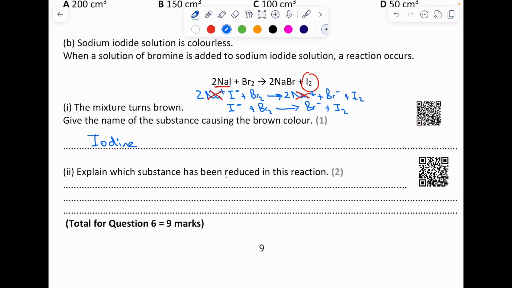And you want to then identify what has been reduced. Now remember, reduction, according to OIL RIG, is gaining electrons. So if you gain electrons, you are going to become negatively charged. So if you look here, my bromine starts off with no charge and then becomes negatively charged. So that has been reduced. So what has been reduced in here is the bromine, and explain which has been reduced. That's because it has gained electrons. So I'm going to get 1 mark for each of my answers there.